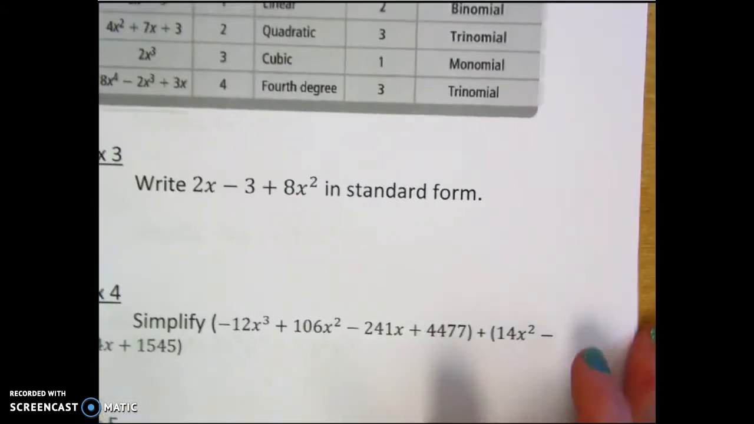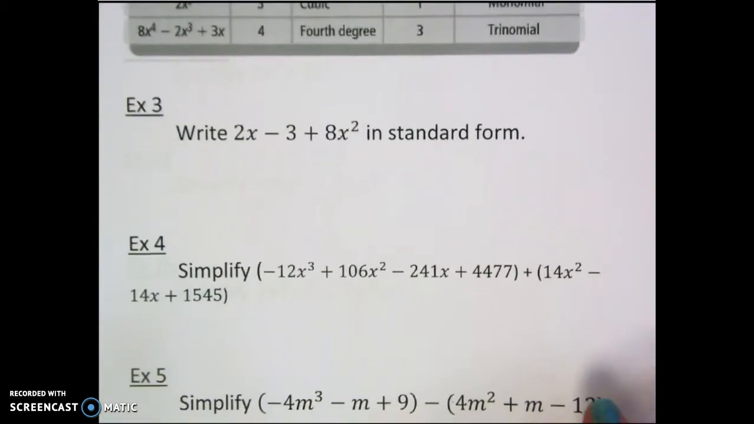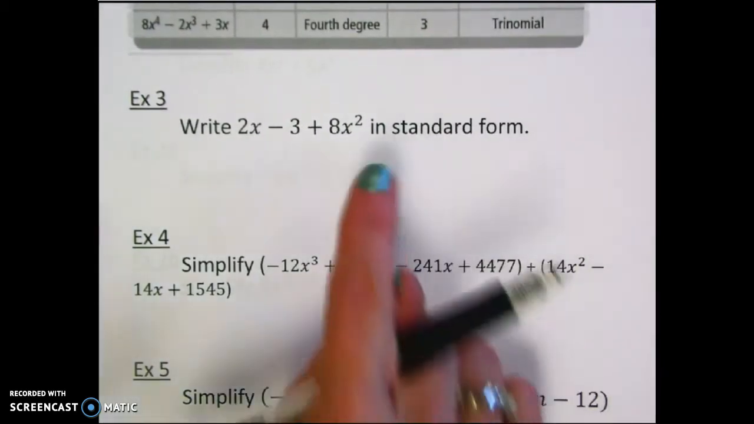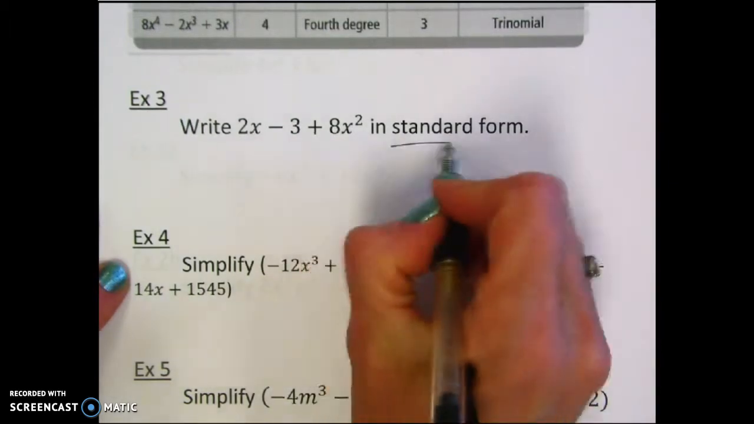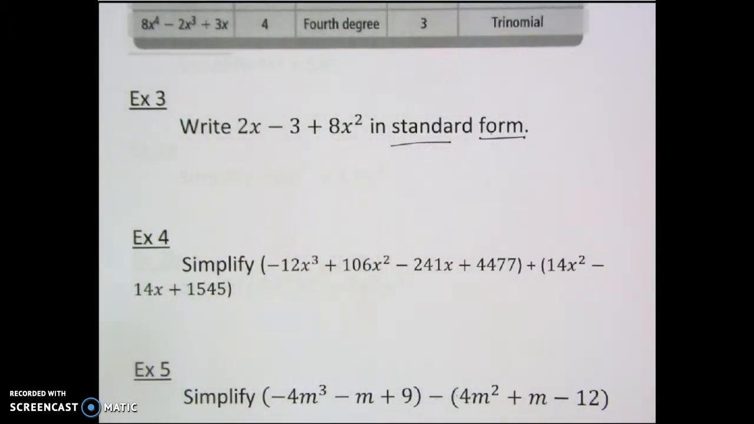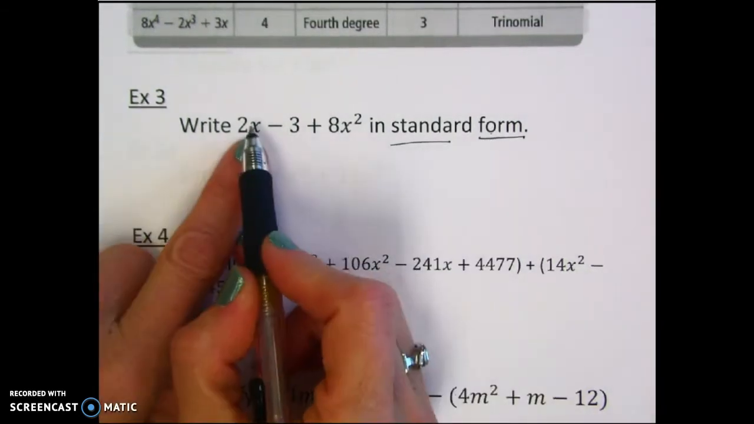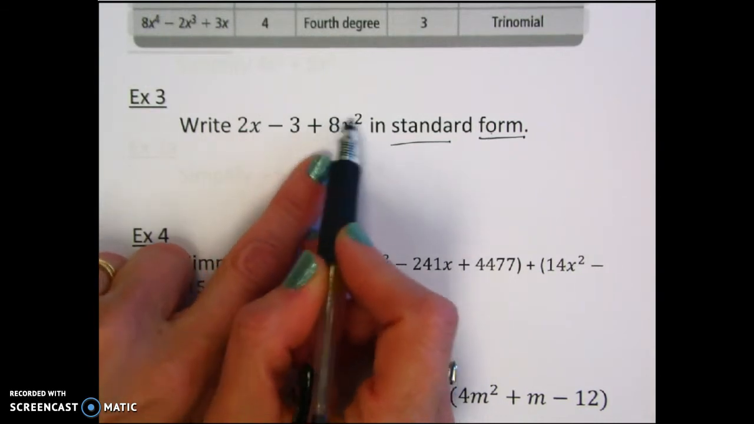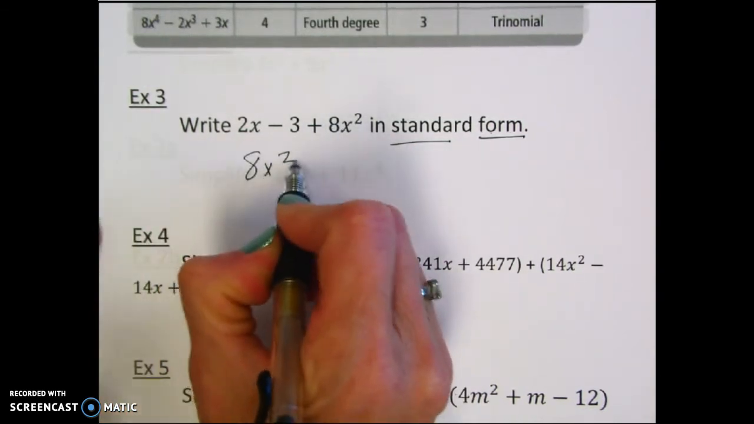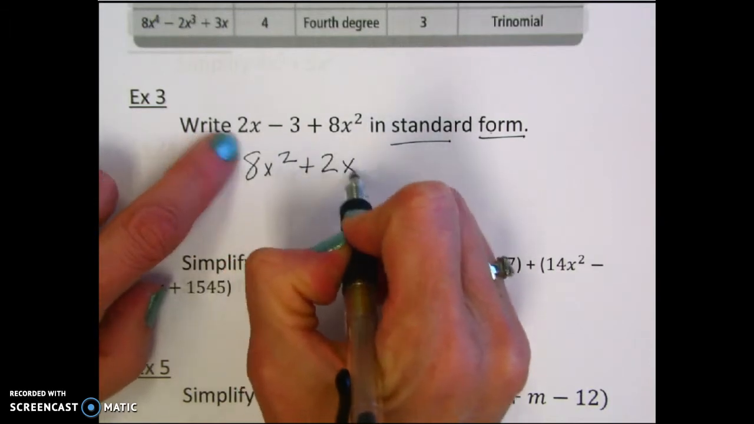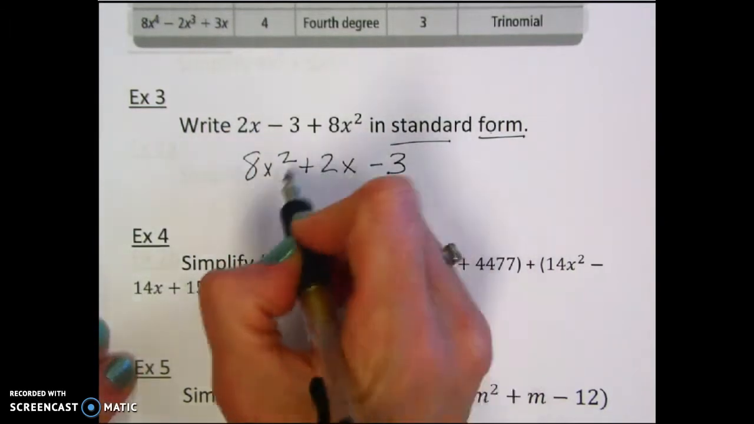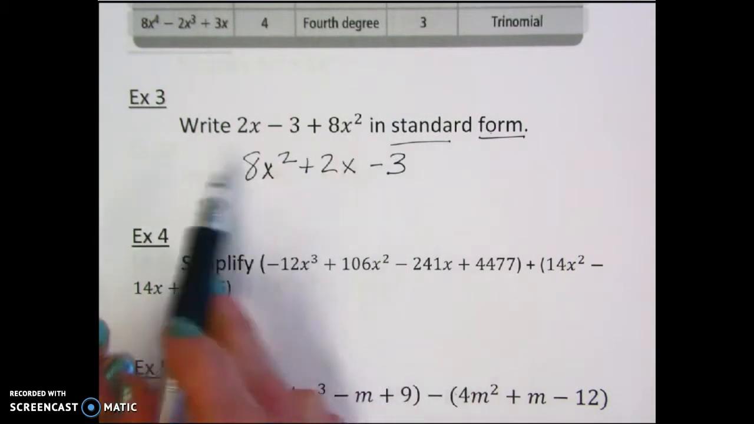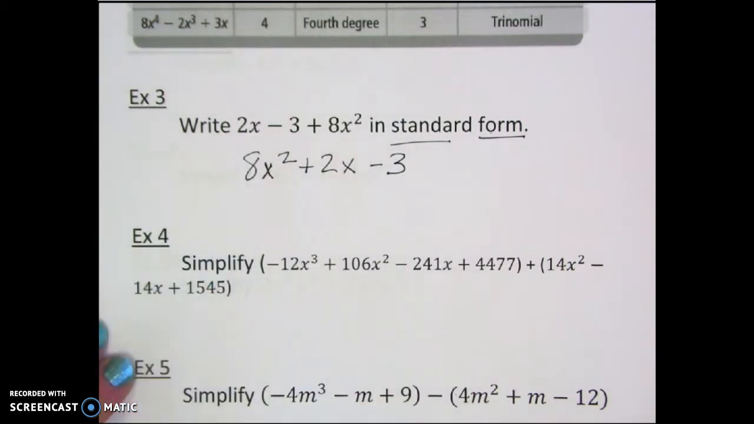Now we're going to get into a little bit longer problems here. The first one they ask us to write in standard form, and I do want to go over that. Standard form is where you have your highest exponent in the first term and then it just counts down. So this is a power of 1, this doesn't even have an x, this is a power of 2. So we want this one first, then this, and then finally our constant. If I had an x to the third power, it would be in front here. You're just putting your terms in order, largest to smallest.